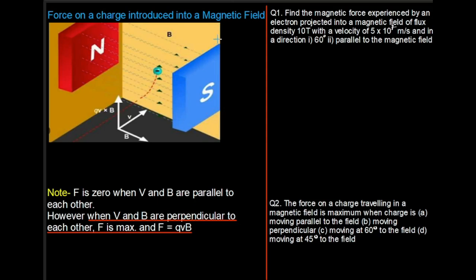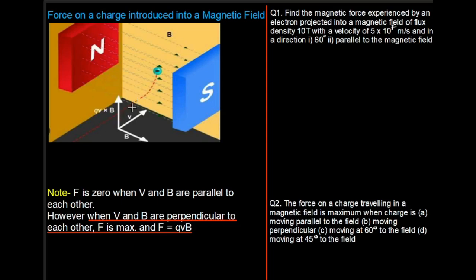Now for a force on a charge introduced into a magnetic field, whenever a charge is introduced into a magnetic field, it experiences a force. Take for instance, we have a charge, in this case a negative charge, introduced into a magnetic field. This is a magnetic field created between the north pole and the south pole of two different magnets. So we have a charge introduced into this magnetic field with a velocity. Of course, the charge is going to move into the field with a velocity. Now that charge will experience a force.